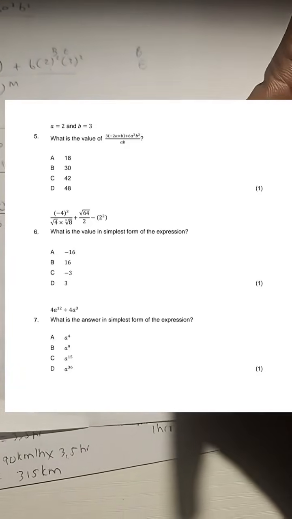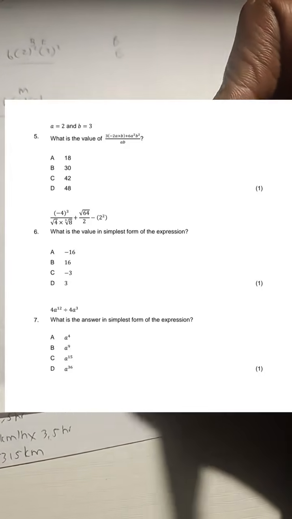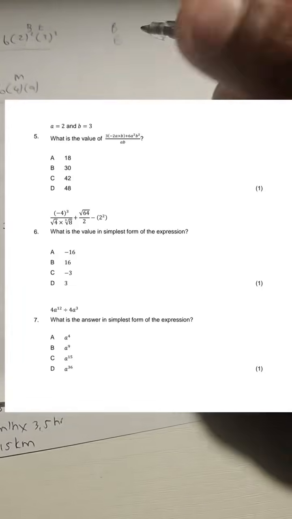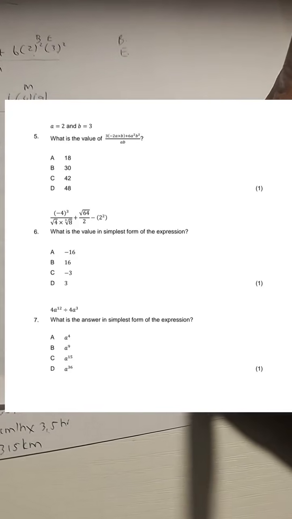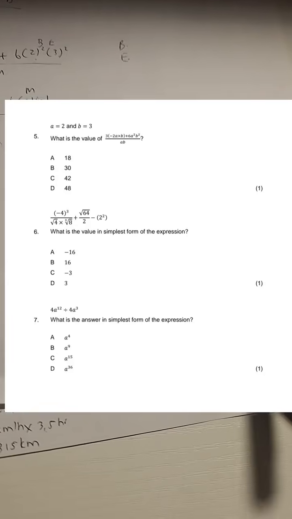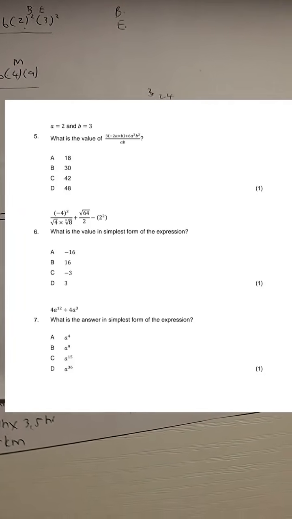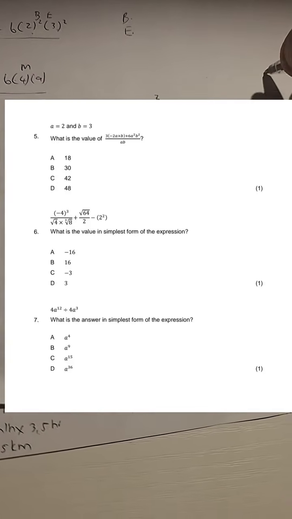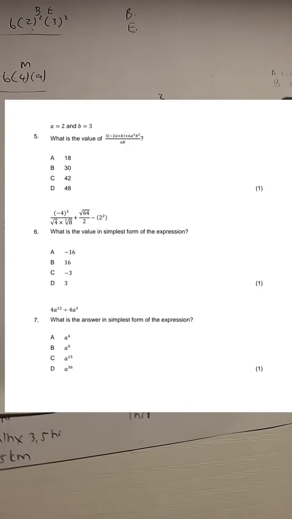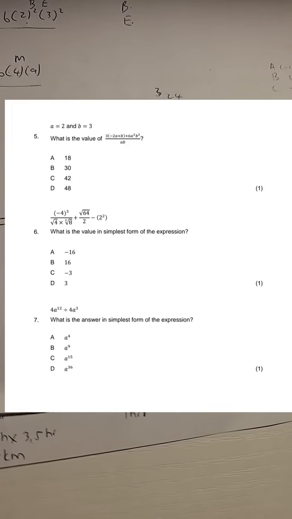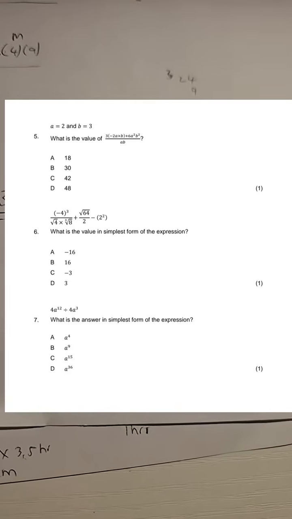Negative 4 to the power 3 over the square root of 4 times the cube root of 8 plus the square root of 64 over 2 minus 2 squared. What is the value in simplest form of the expression? Is it A, negative 16, B, 16, C, negative 3, D, 3? Which one is it? Okay.